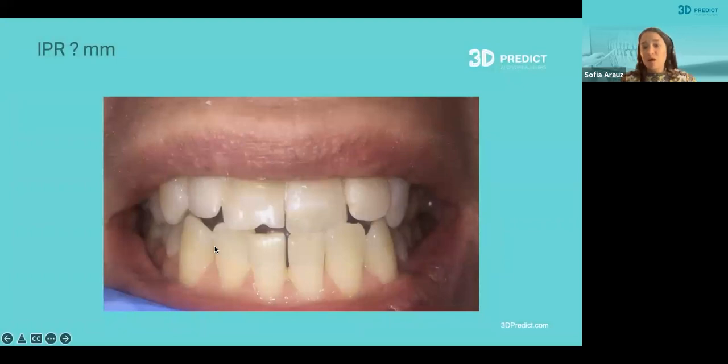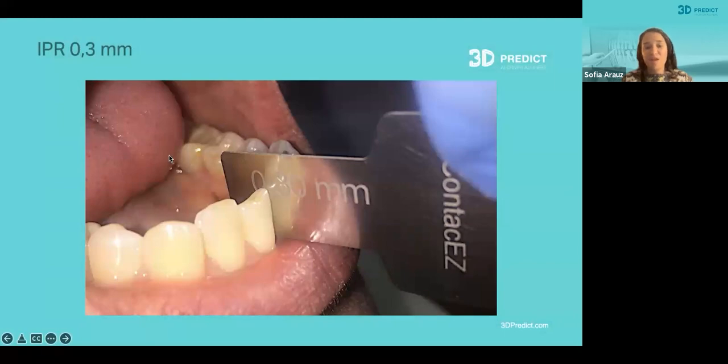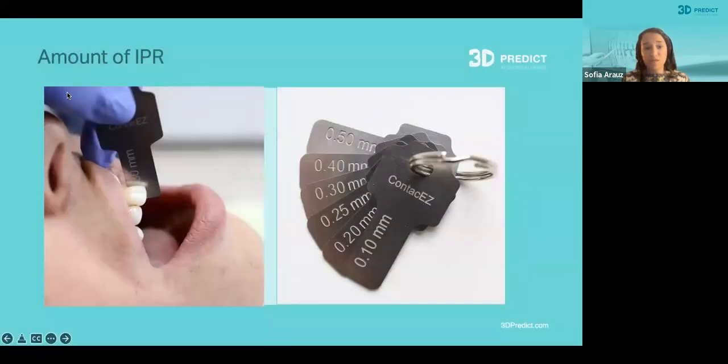So once again, how do you measure the IPR? You need an IPR gauge. This might come in a kit, or it might come separately. This tells you exactly how much IPR you have performed. Obviously, it is a science. As you do it more and more, you're gonna feel more comfortable with how much you're actually taking out. If you start slowly at the beginning, that's fine. You will eventually get there with practice. But if you have the gauge, you should be golden. In this case, we see the amount of IPR we did was 0.3 millimeters, and you can see all the different values on the gauge.